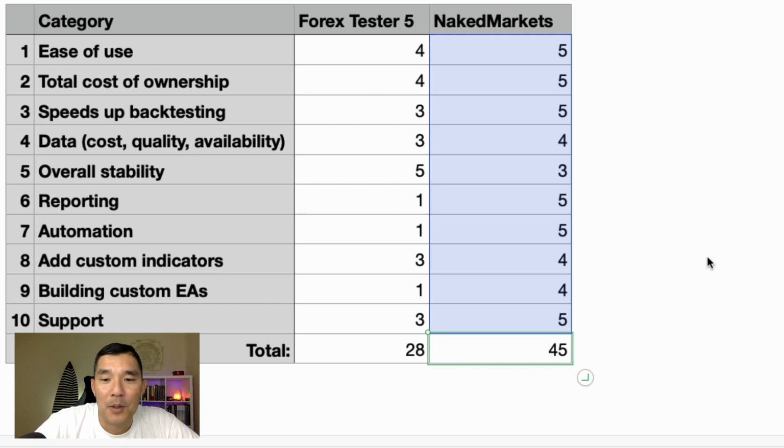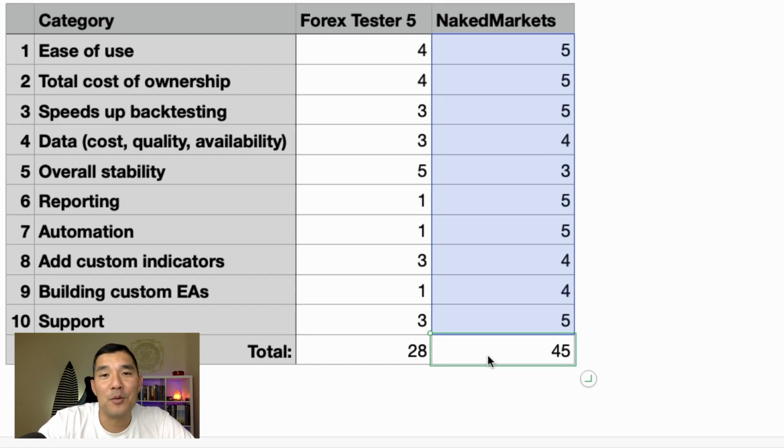And that gives Naked Markets a total score of 45 points versus Forex Tester at 28 points. So if you're looking for a manual backtesting software solution to backtest in Forex, stocks, futures, and cryptocurrencies, then I would highly recommend checking out Naked Markets, because it did do better than Forex Tester 5. Forex Tester was fantastic for a long time, but I kind of feel like they've dropped off and they have stopped innovating, and they're just kind of creating different versions of the same thing.